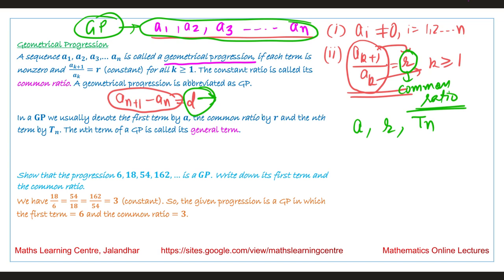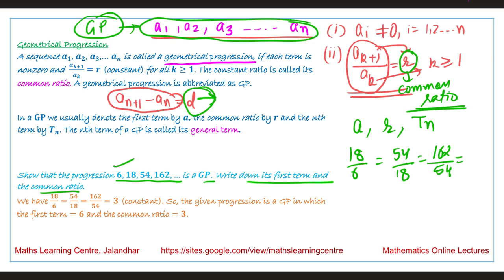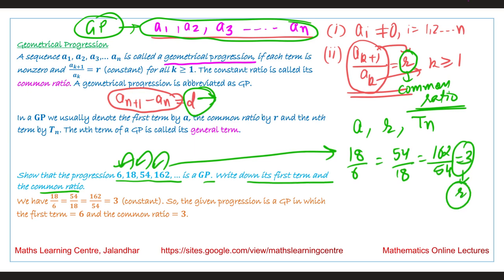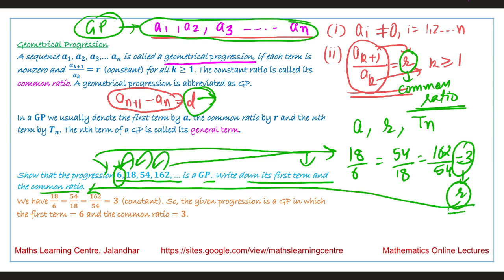So based upon this, the first question we have is: show that the progression is a GP, write down its first term and the common ratio. So we have to prove that this is a GP. What we are going to do is, 18 over 6 is equal to 54 over 18, which is equal to 162 over 54. All these values are equal to a constant number, that is 3, and this is the common ratio that we have, and the first term of this GP is 6.